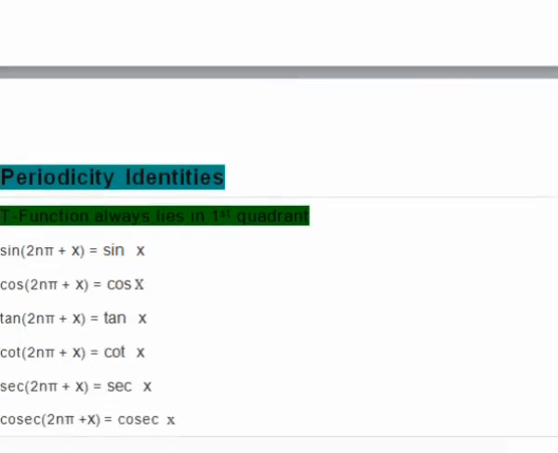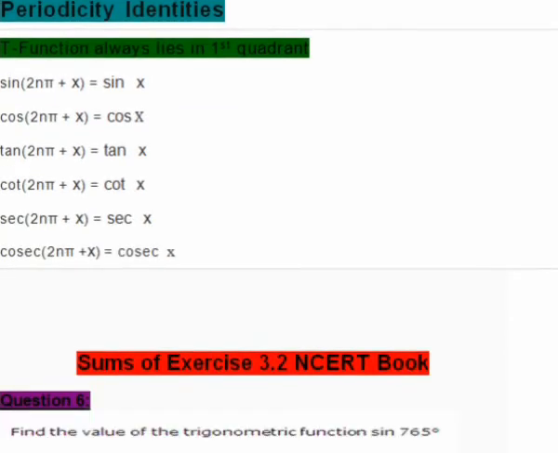Now some periodicity and identities are also there. Students, at 2 pi, meaning even multiples, 2, 4, 6, 8 like that, plus x, the function comes with the x and remains the same. For periodicity of an angle, sine of 4 pi, 6 pi, 8 pi, 12 pi like that, plus x or minus. Plus x means it lies in the first quadrant. If it takes a negative sign, it lies in the fourth quadrant. Simple. We follow this.